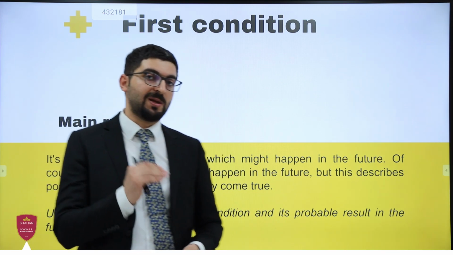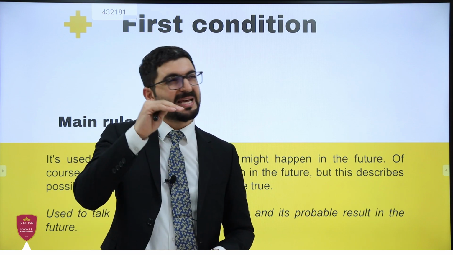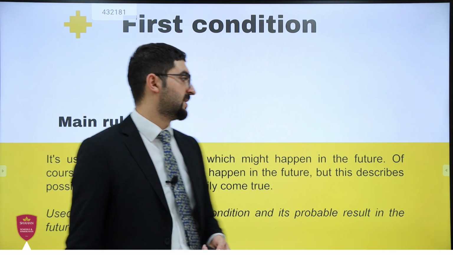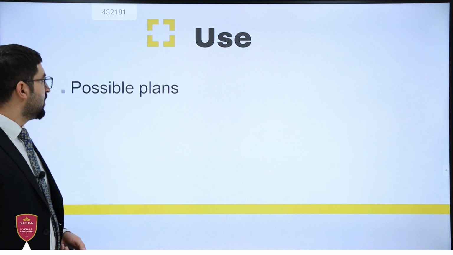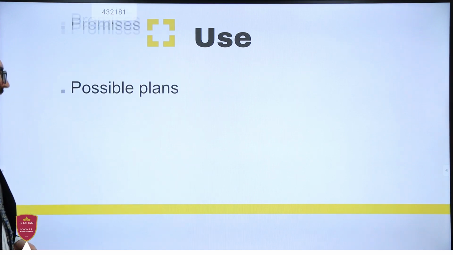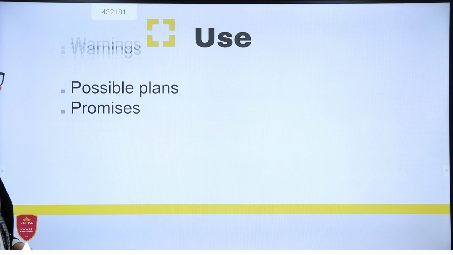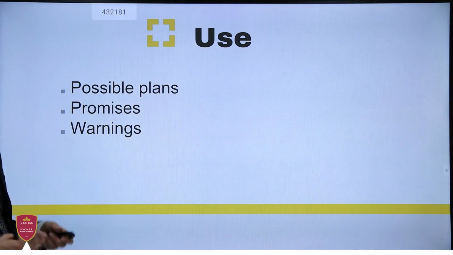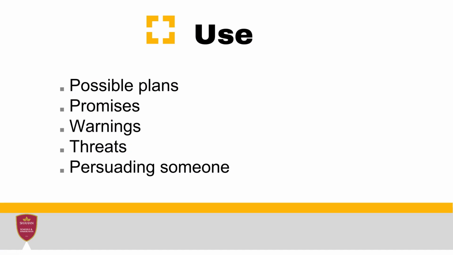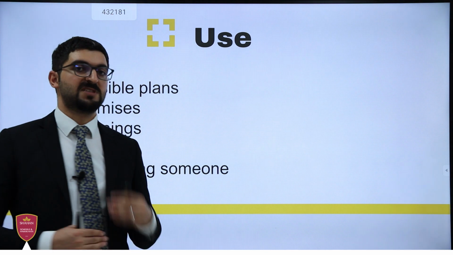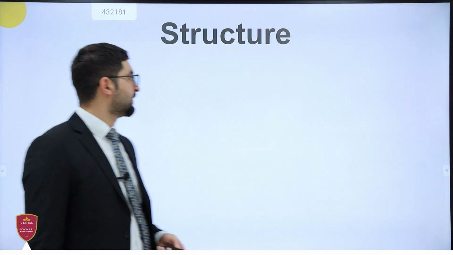So a low probability to happen. Okay, you can say a low probability to happen. So the uses: we can use it for possible plans, promises, warnings as well, and also threats. And the last one, persuading someone. You can use it for these kinds of different situations.